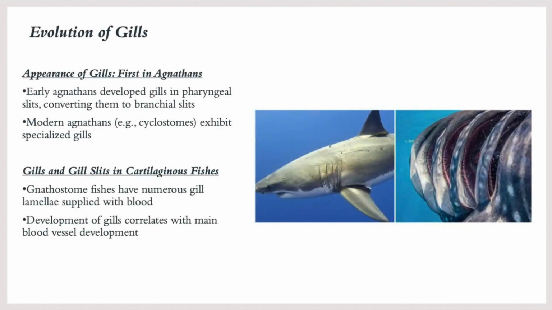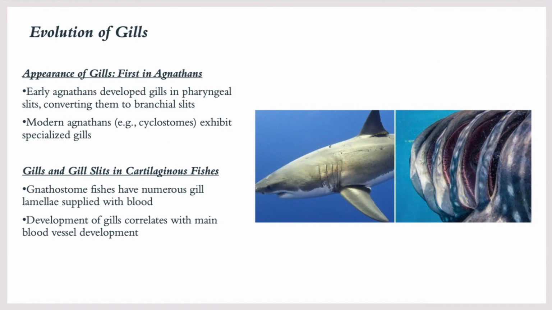So the gills first appeared in the agnathans, which are, of course, the jawless fish. They developed gills in the pharyngeal slits and converted them to what is known as the branchial slits. Every time we're talking about fish and we're talking about the pharyngeal slits, we're going to say the branchial slits, okay? Because in fishes, they're called branchial slits. The modern agnathans have specialized gills.